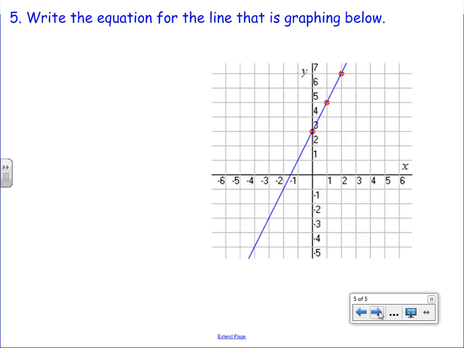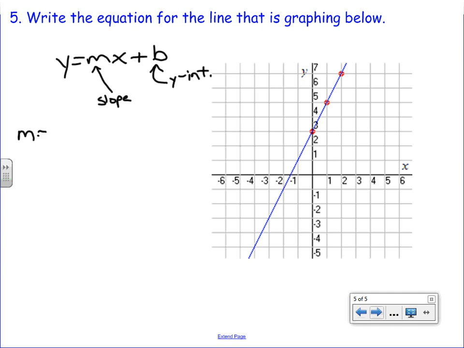All right, our last one is a little bit different. We aren't given any information other than the graph. We don't actually have to start with point-slope form in this case. What we can start with is y equals mx plus b, because remember, that's our end goal anyway, where we want the slope and we want the y-intercept. So m is our slope and b is our y-intercept. And we can pull that information right off of the graph.